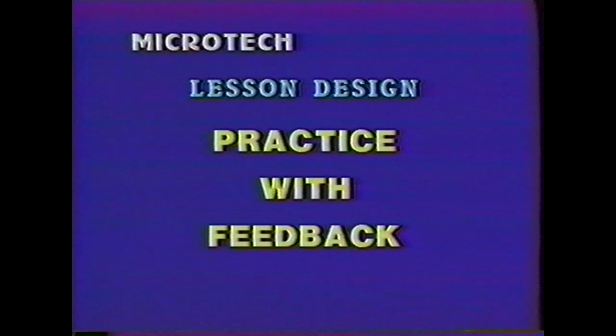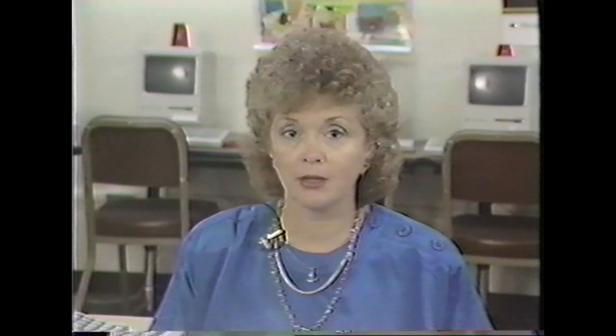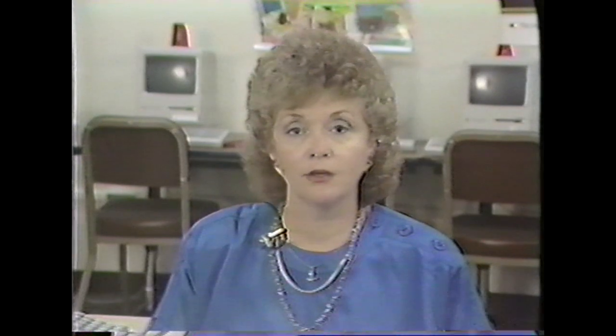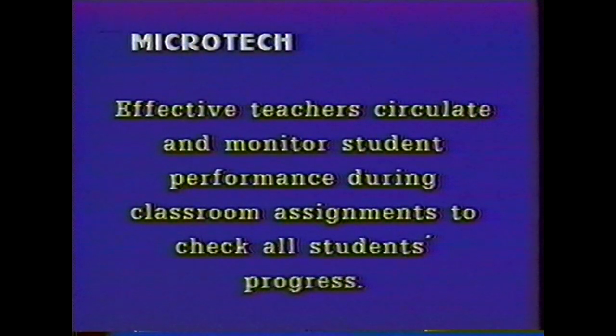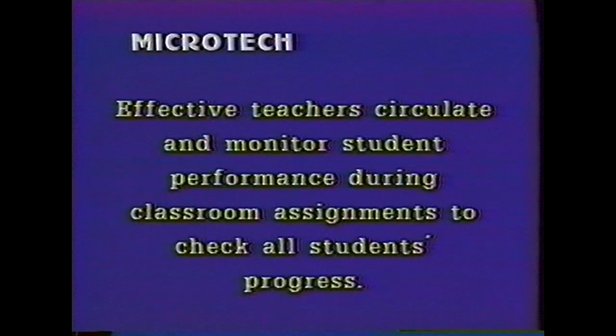Practice with feedback is the third main step. This is where you monitor the students' progress to see how they are learning what you told them. There are two types of practice: guided practice and independent practice. Research findings suggest how to design effective practice. For example, effective teachers circulate and monitor student performance during classroom assignments to check all students' progress. Effective computer-based instruction programs routinely check for learner understanding by including quizzes or questions.